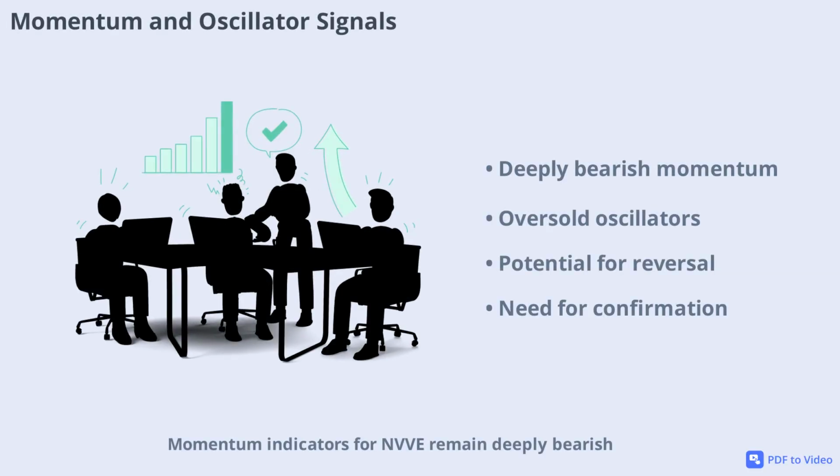Momentum indicators for NVVE remain deeply bearish. The MACD and its signal line are both negative, though the MACD histogram shows a slight weakening in downward momentum. Other momentum readings, such as Momentum 10 and Momentum 20, confirm the persistent bearish trend. Oscillators like RSI and Stock RSI are in oversold territory, with RSI values below 36 and Williams %R at -99, indicating extreme oversold conditions. These technical signals often precede a reversal, but confirmation is needed before acting.